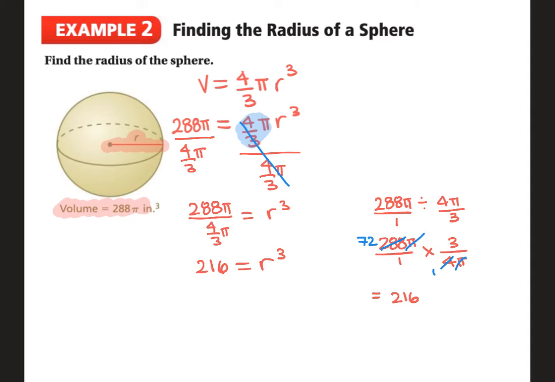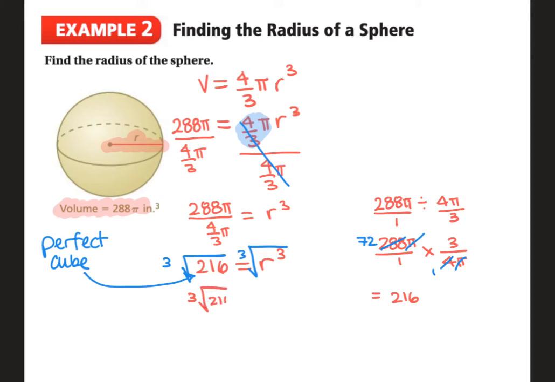Now, 216 happens to be a perfect cube, but if we weren't able to recognize that right away, then in order to isolate for the variable r, we would take the cube root of both sides. So this is going to be the cube root of this side here and the cube root of this side here to solve for r. And then we get that the cube root of 216 is equal to r, and therefore r is equal to 6, and we need our units, so 6 inches. And it's just going to be inches because we're not looking at the volume, we're just finding the radius.